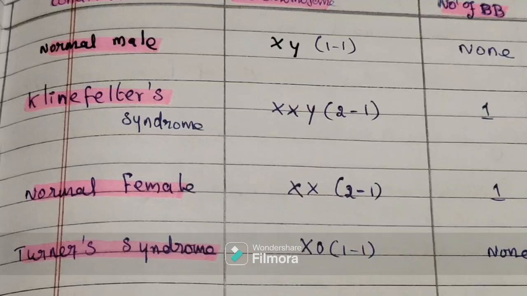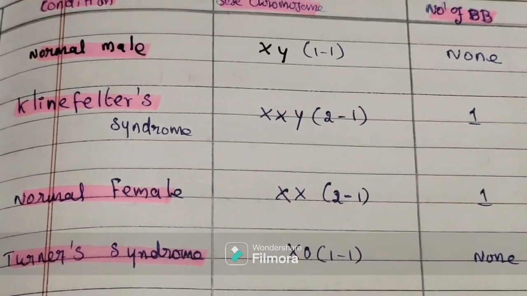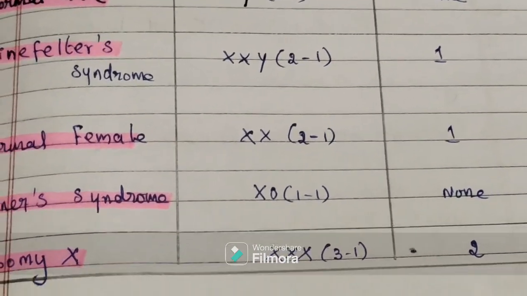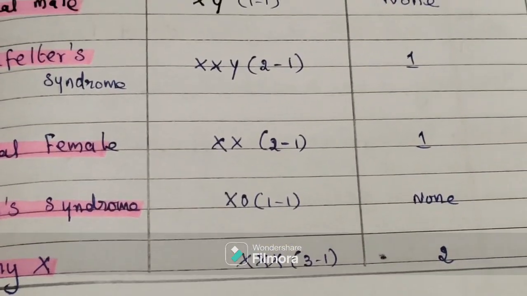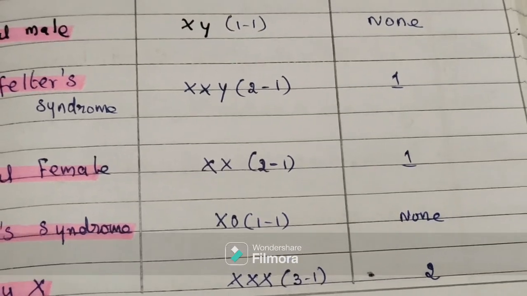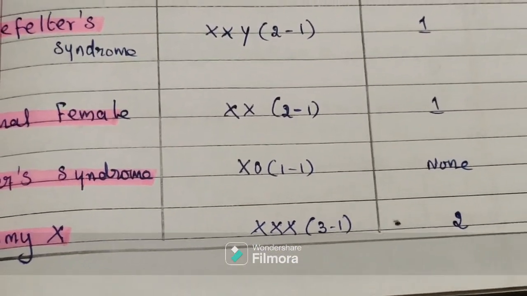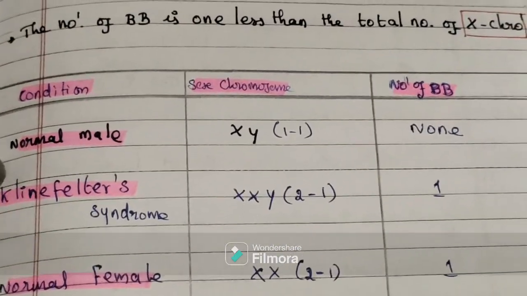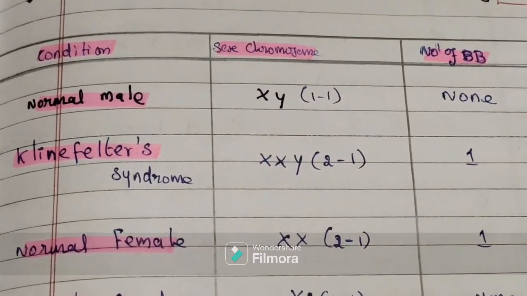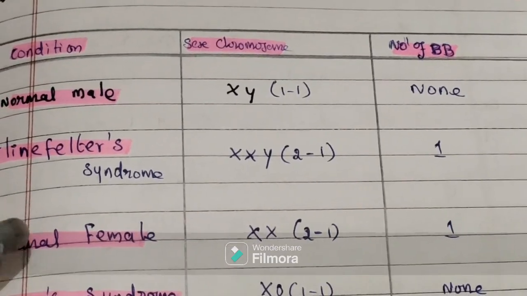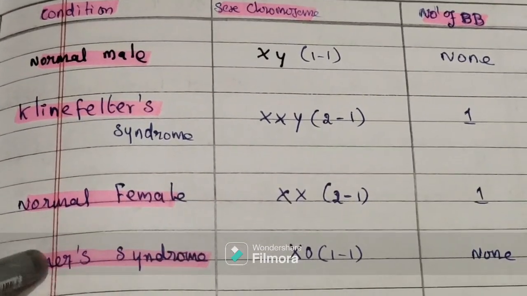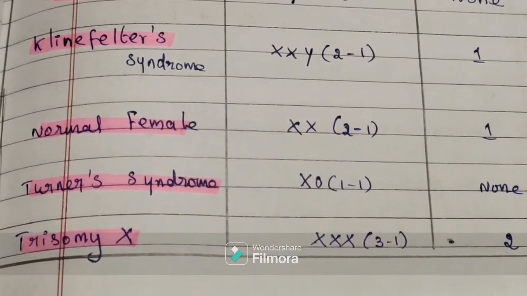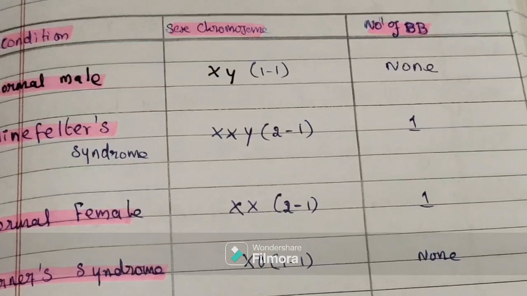In Turner syndrome, where there is only 1 chromosome, the number of Barr bodies is none. Then trisomy having 3 chromosomes, so 3 minus 1, 2. So total number of Barr bodies: normal male none. Then Klinefelter syndrome 1 Barr body, normal female 1 Barr body. Then Turner syndrome none. Then trisomy having 2 Barr bodies.